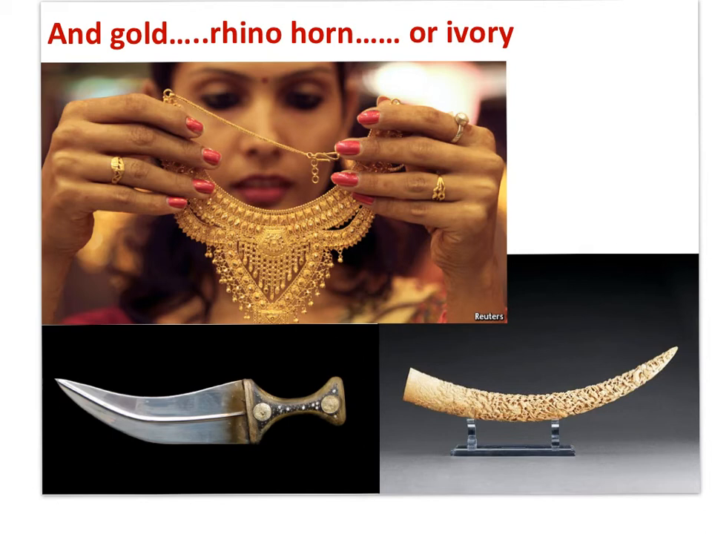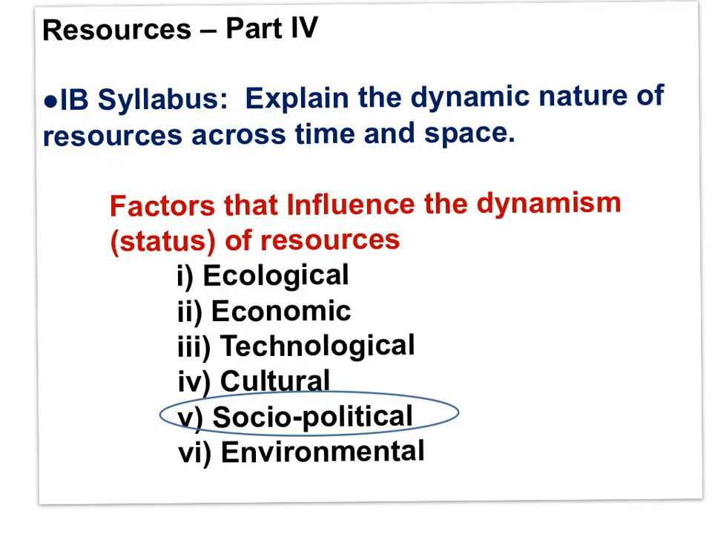Certain cultures put more demand on these resources than other cultures. Cultures in the Middle East demand horn, while cultures in East Asia demand ivory. The demand for horn and ivory has placed the rhino and the elephant on the endangered species list. Now, let's look at the socio-political influences on the status of resources.